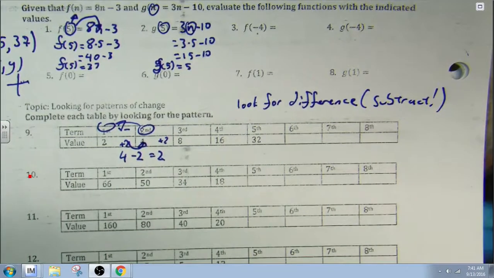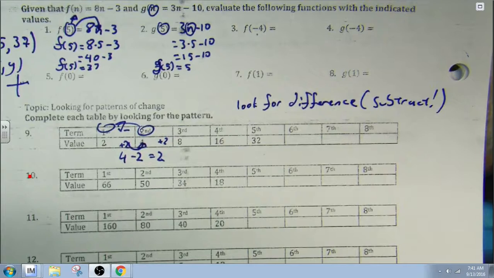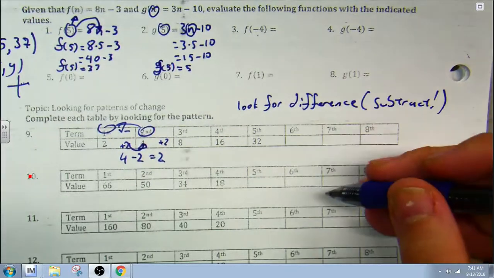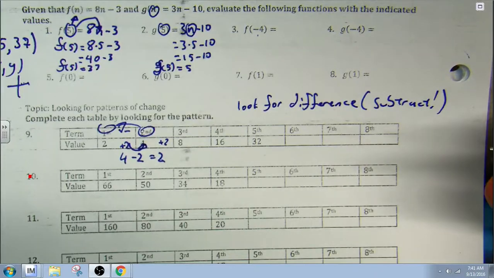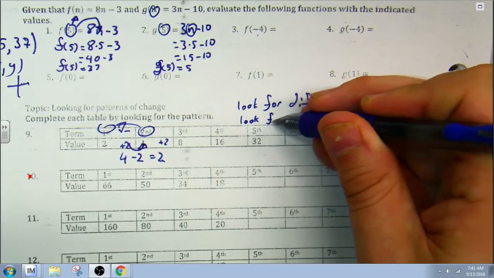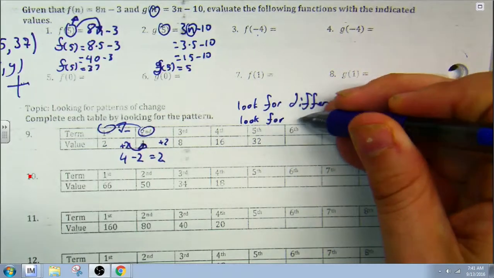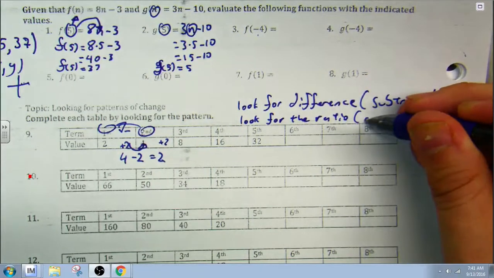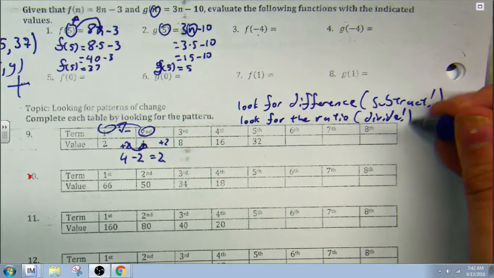So if it's not difference, what could it be? Well, in that case, we have to assume that we're not adding the same number each time. We're multiplying by a number. Okay, so now we're going to look for the ratio, okay, which is a fancy way of saying divide. Okay, so I'm going to try this again.